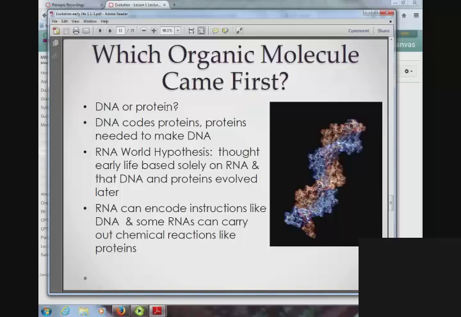So which organic molecule came first, DNA or protein? DNA actually codes for the proteins, and then we need the proteins to make the DNA. So as a result, we can't really say which of those would come first. There is the RNA world hypothesis. It's thought that early life was based solely on RNA and that the DNA and proteins evolved later. One of the reasons for this theory is that RNA can code instructions just like DNA, but RNAs can also carry out some chemical reactions like proteins. So RNAs are essentially able to do the job of both a protein and a DNA.